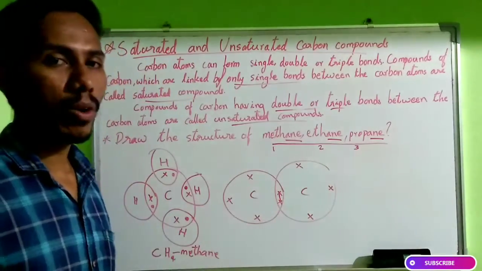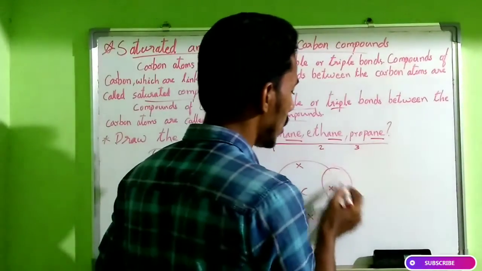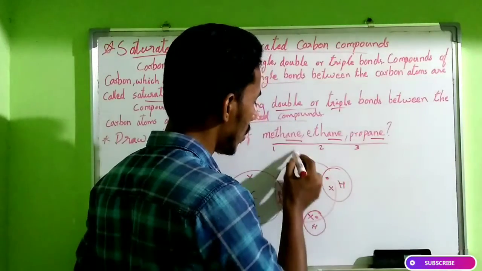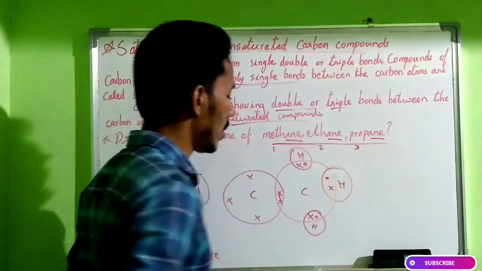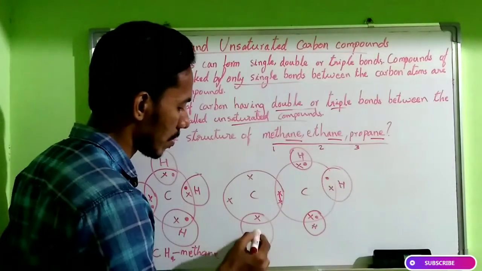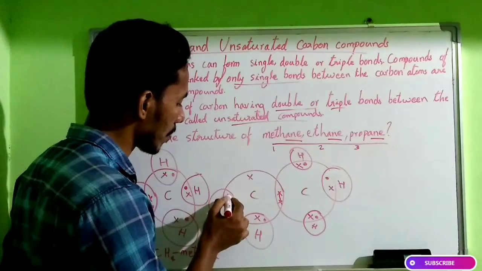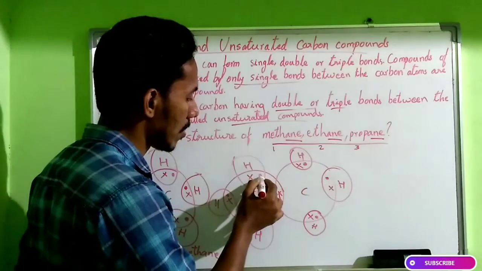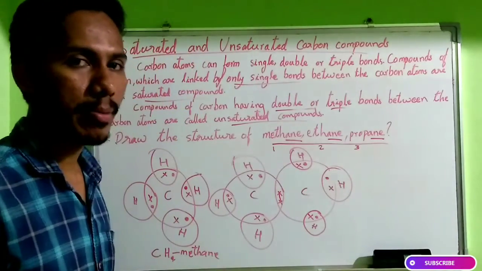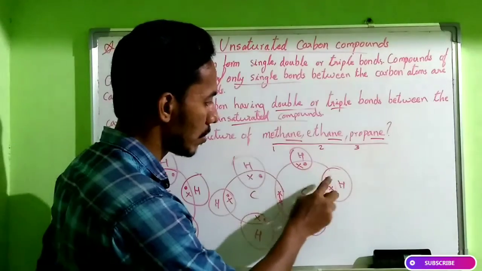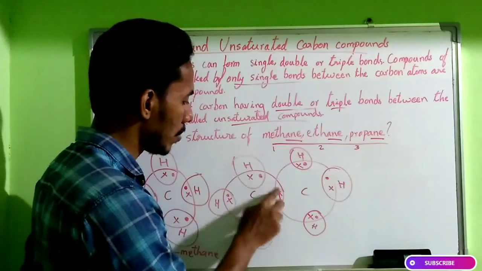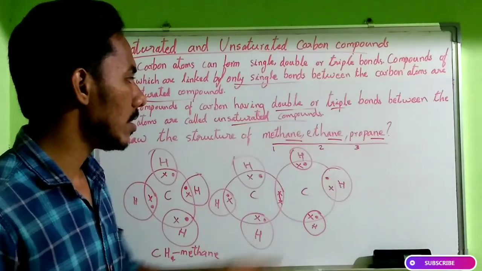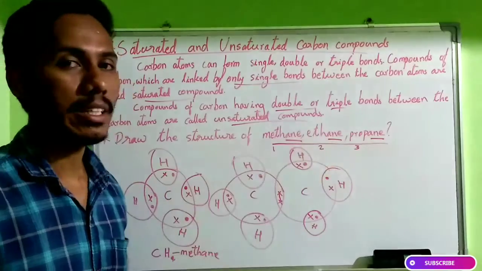Then we have to draw the hydrogen atoms here, here, here, then here also, here also, here. Is the compound stable? Yes, because 1 2 3 4 5 6 7 8, and 1 2 3 4 5 6 7 8. It is stable. This is the dot structure of ethane.